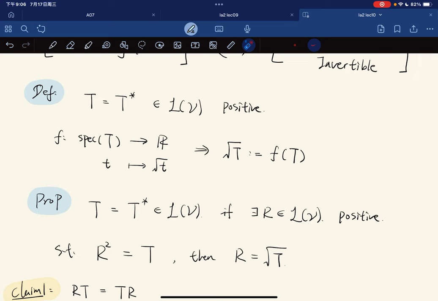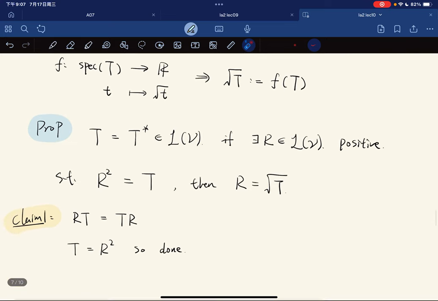And we define this function, the square root function, as the square root function of T, the functional calculus. We define this as the square root of T. So let's see what's the difference. The difference is that they have no difference. They're the same thing. So here's the proposition.